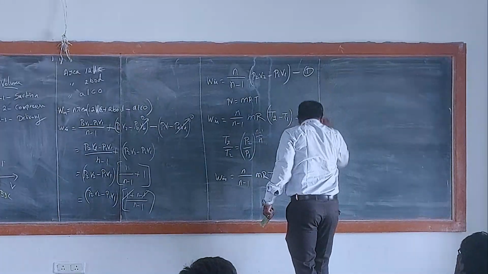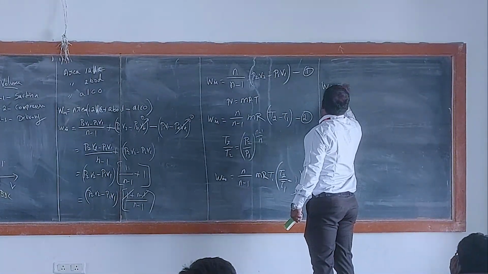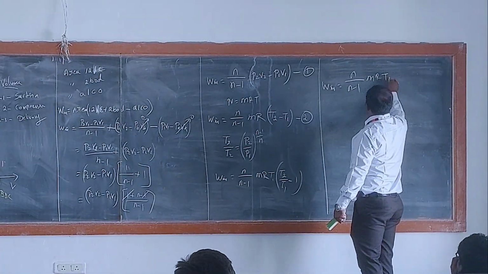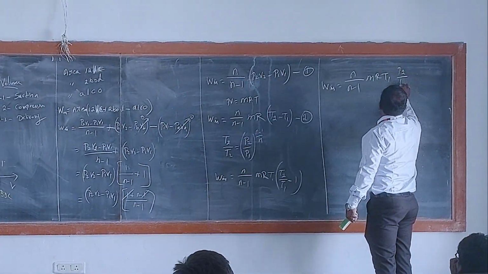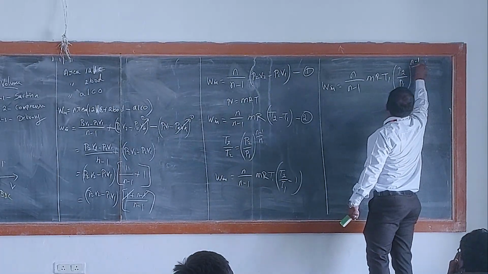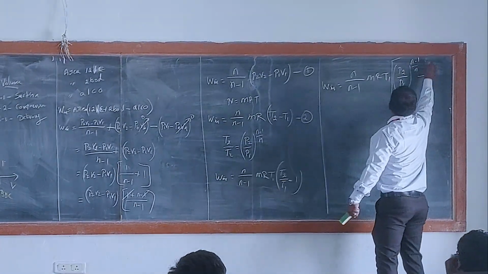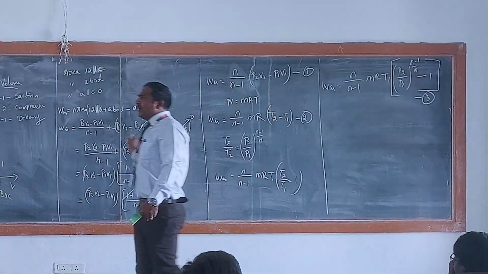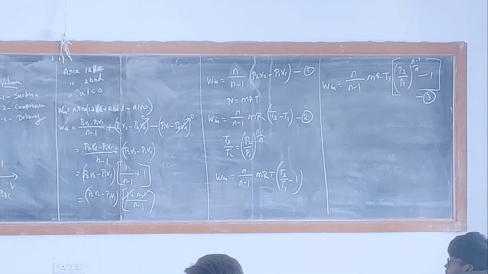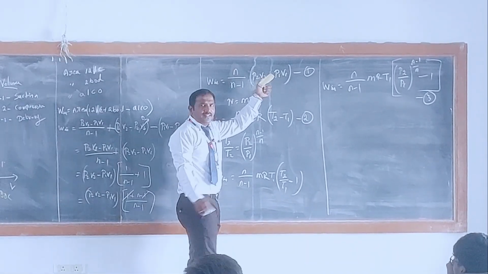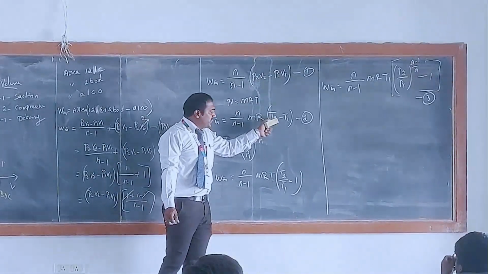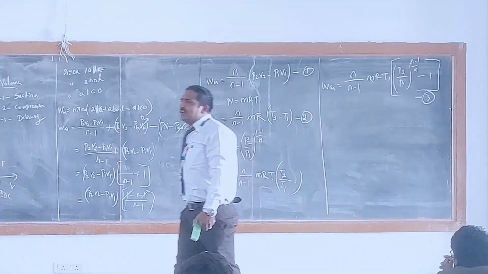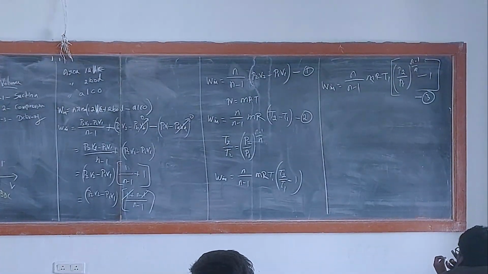So here you substitute that equation, you will get W in is equal to N by N minus 1 MR T1 times P2 divided by P1 whole power N minus 1 divided by N, minus 1. That's it. This is your equation 3. Whatever you know, you can take based on that. If you know pressure and volume, use this equation. If you know temperature, use this equation. If you know pressure, use this equation. Okay? So we have now 3 equations. Based on that, we can proceed with our problems.